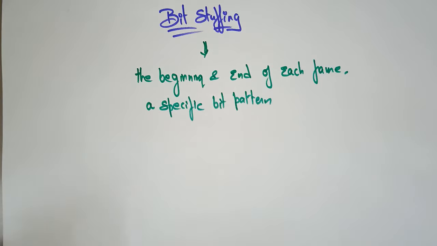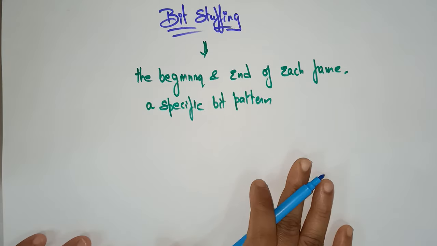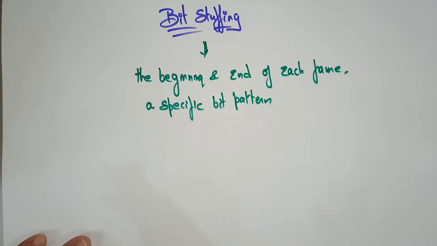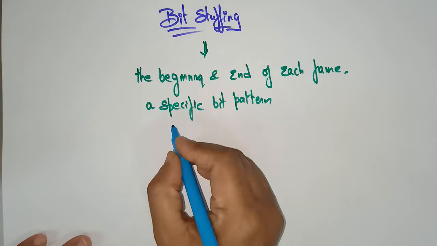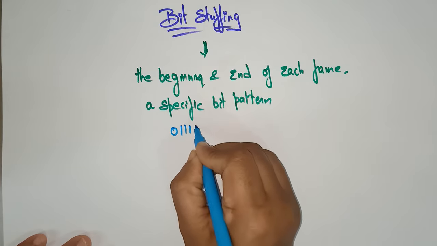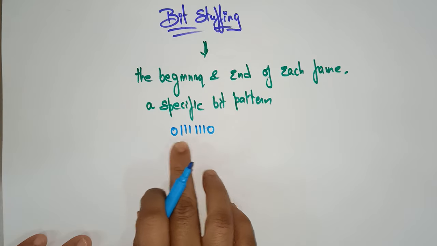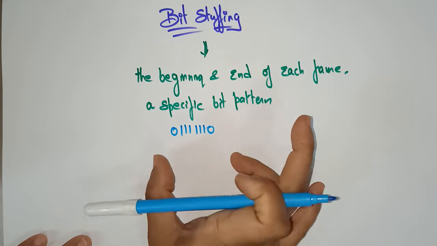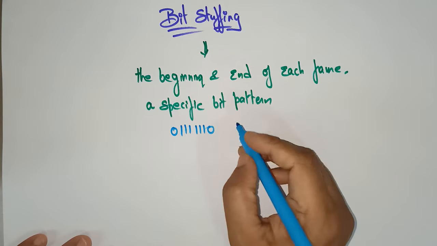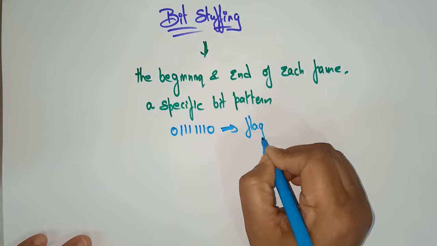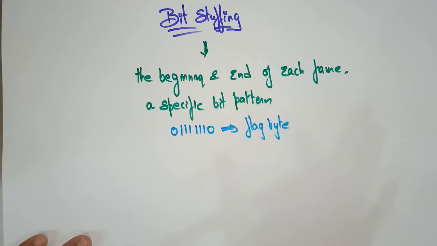Why are we adding the specific bit pattern? To differentiate each frame the sender sends to the receiver. The receiver has to identify where the frame is ending and where the frame is starting. To differentiate that, we add flag bytes which have a specific bit pattern. So let's take 0 1 1 1 1 1 1 0. So 6 ones, with a starting and ending 0. This is a specific bit pattern called a flag byte. The flag byte has to be transmitted.